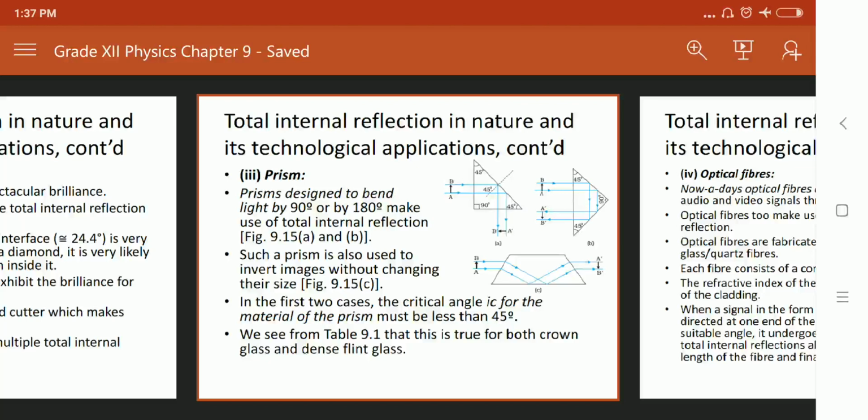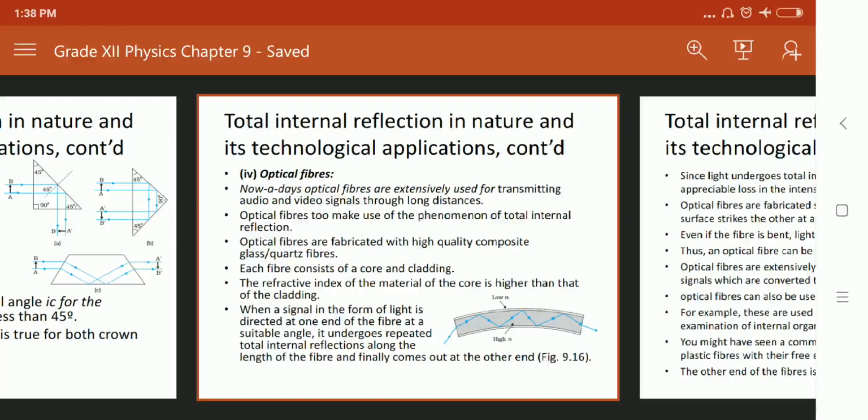That is another option. Another diagram is given. Structure C is also available, in which we are able to get an image the same size as the object by having total internal reflection. In these first two cases, the critical angle of the material of the prism is less than 45 degrees. That is true for crown glass and dense flint glass also, as we have observed in the table.